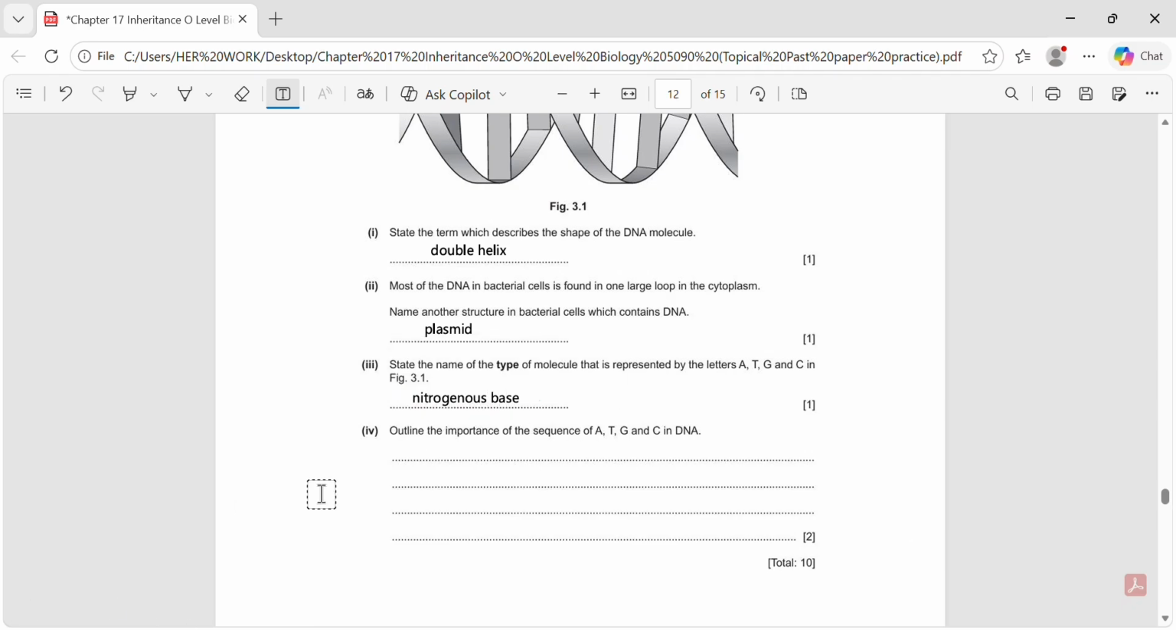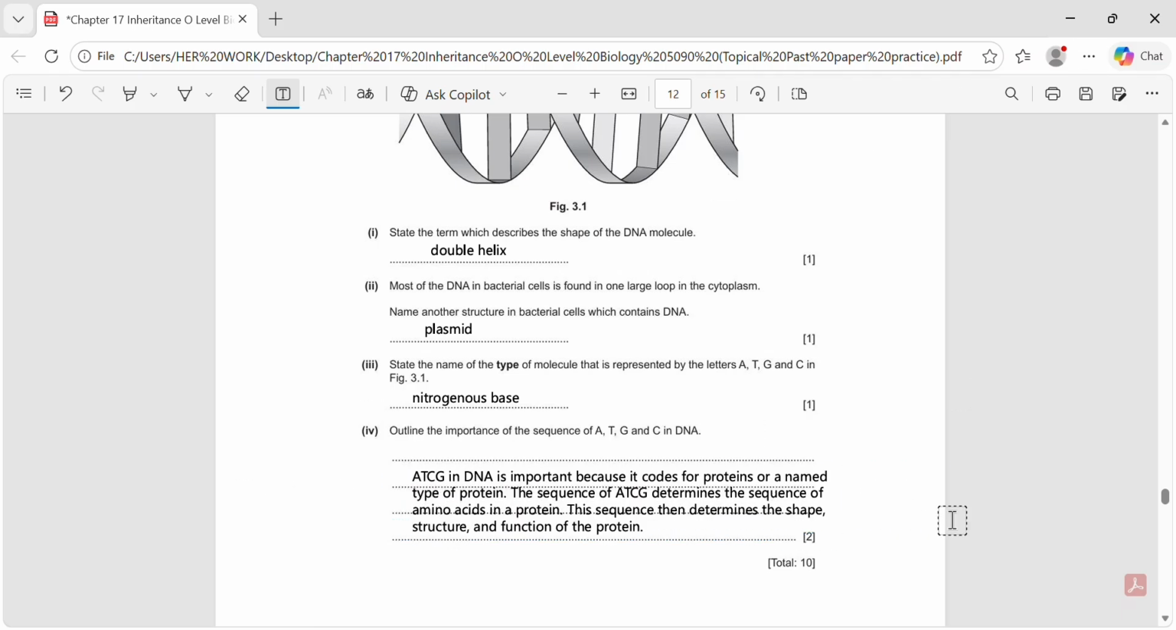Finally, we are asked to outline the importance of the sequence of A, T, G, and C in DNA. The answer is that the sequence of these bases codes for proteins. It determines the sequence of amino acids in a protein, and this amino acid sequence then determines the shape, structure, and function of the protein.